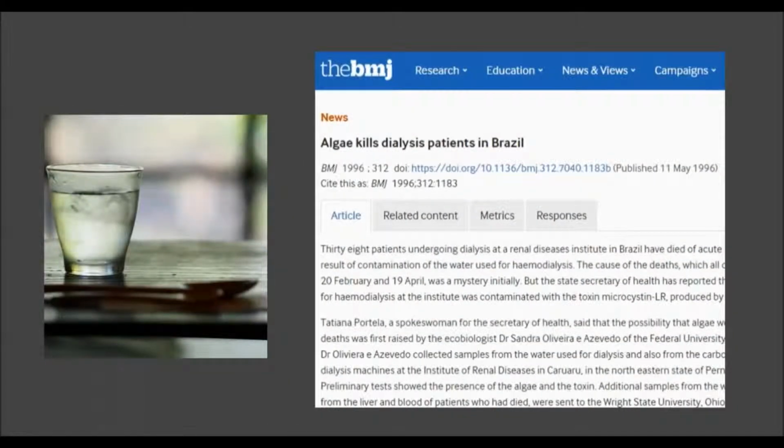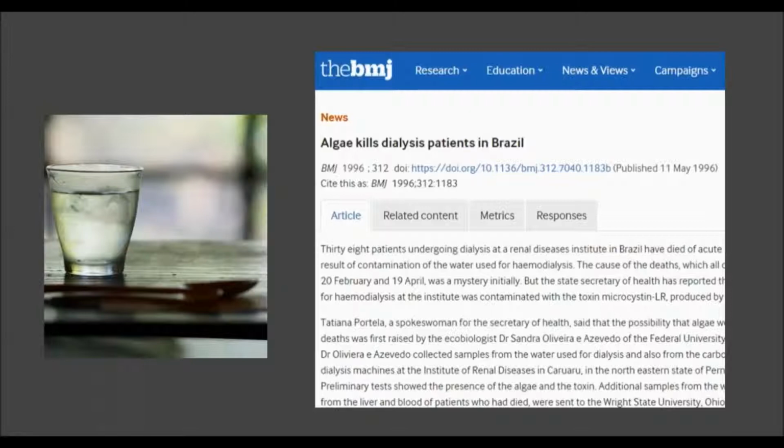But hiding behind those events is a more sinister issue, which is the possibility for quite serious impacts. And this example here remains the most serious event that's ever happened as a result of cyanotoxin poisoning, which was at a hemodialysis clinic in Brazil in 1996.